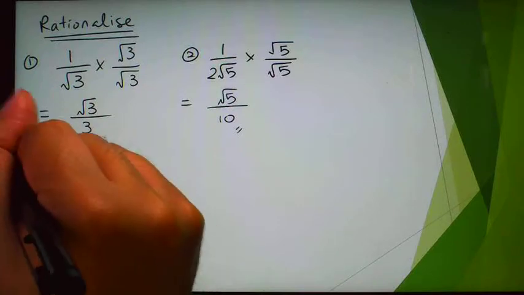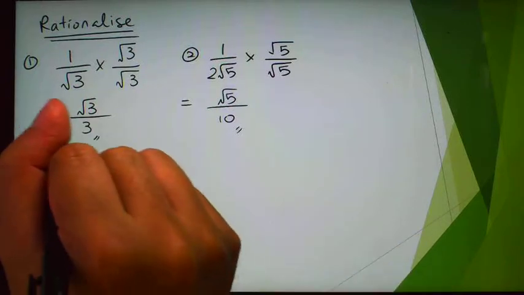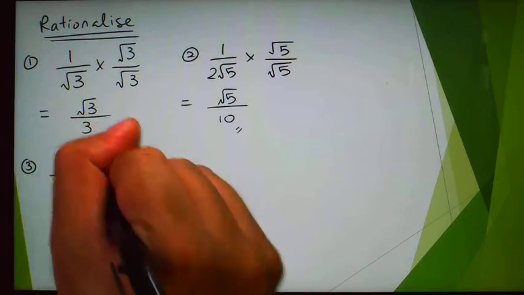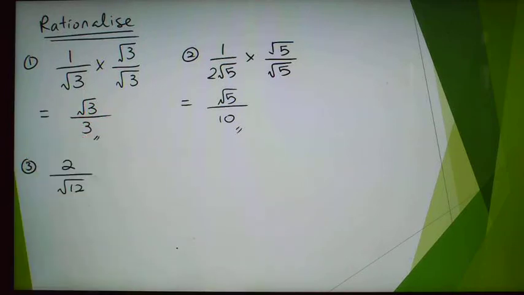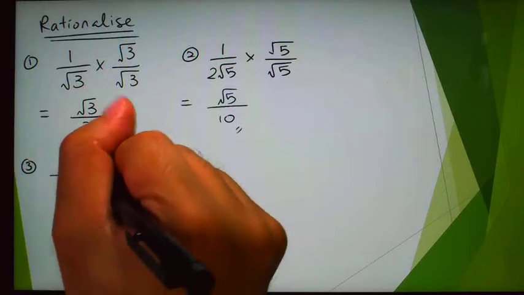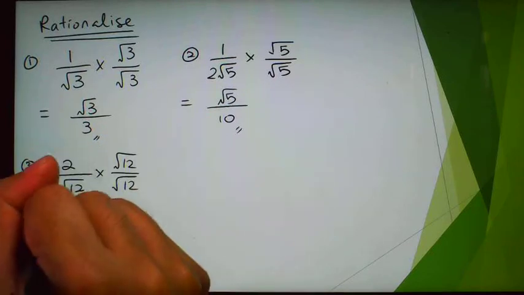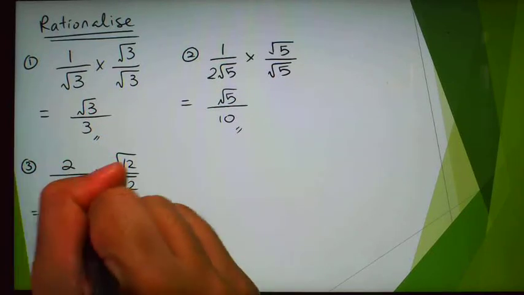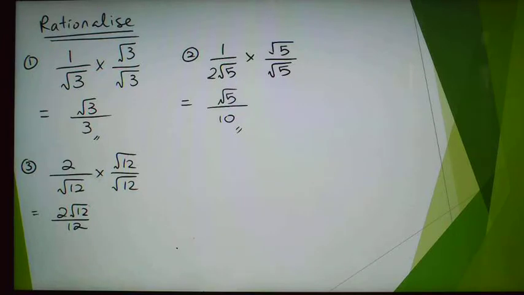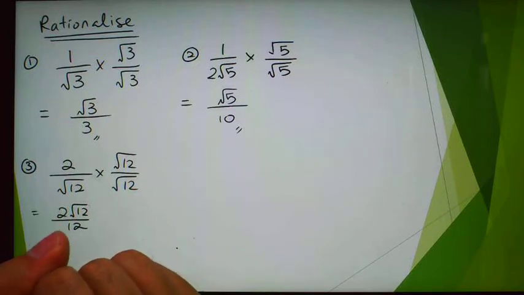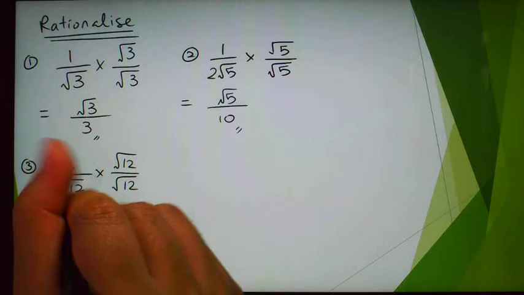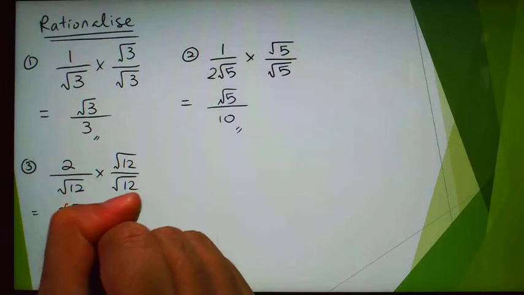Alright, another example. What about like this one? 2 over square root of 12. Okay, this one is a little bit hard. Again, do the same thing. Square root of 12, square root of 12, and we got what? 2 root 12 over 12. Yes? Alright. Is that finished? And of course it's no. Why not? Because we can simplify. Simplify 2 and the 12 becomes a 6.